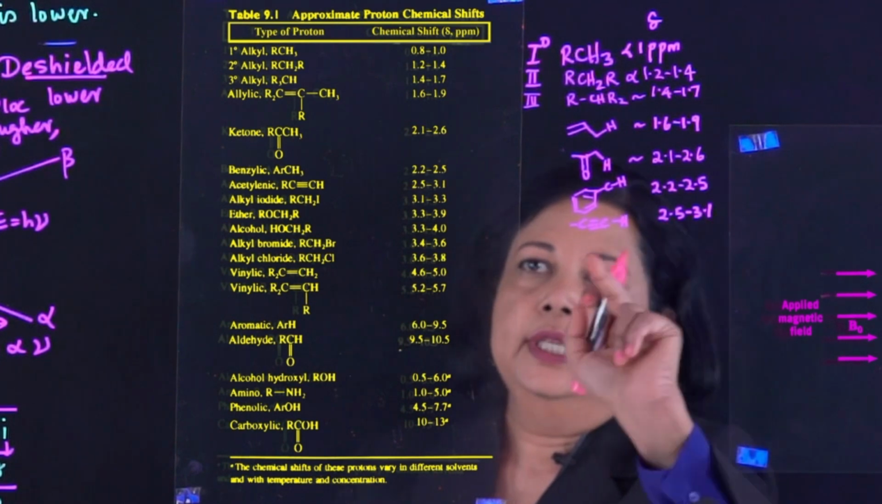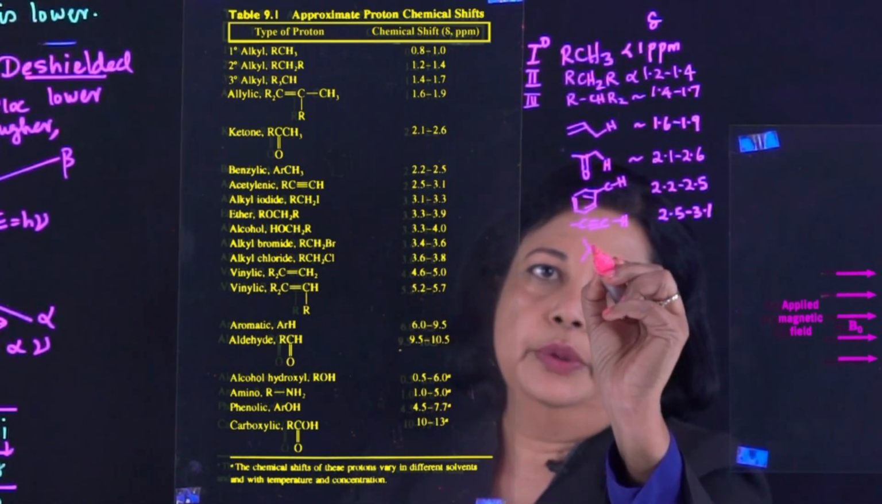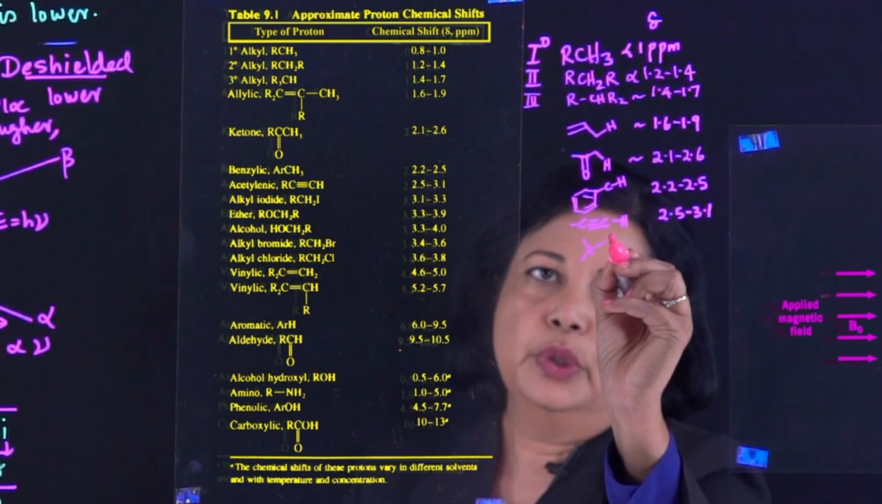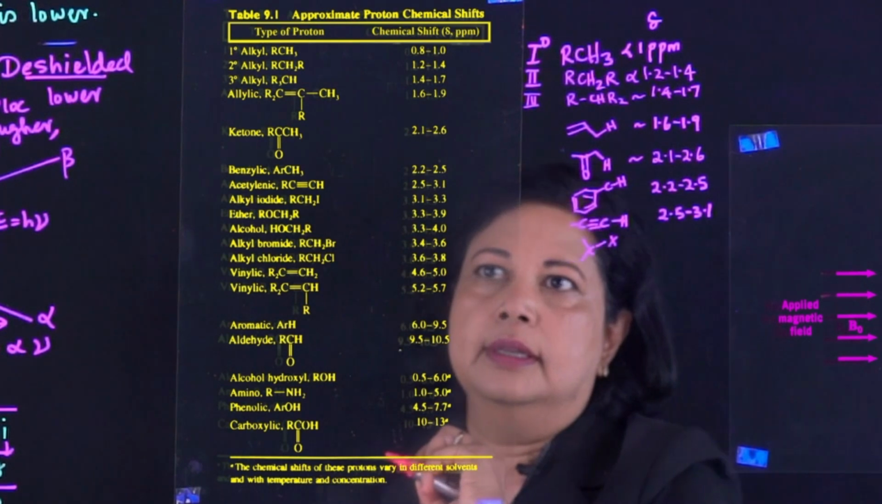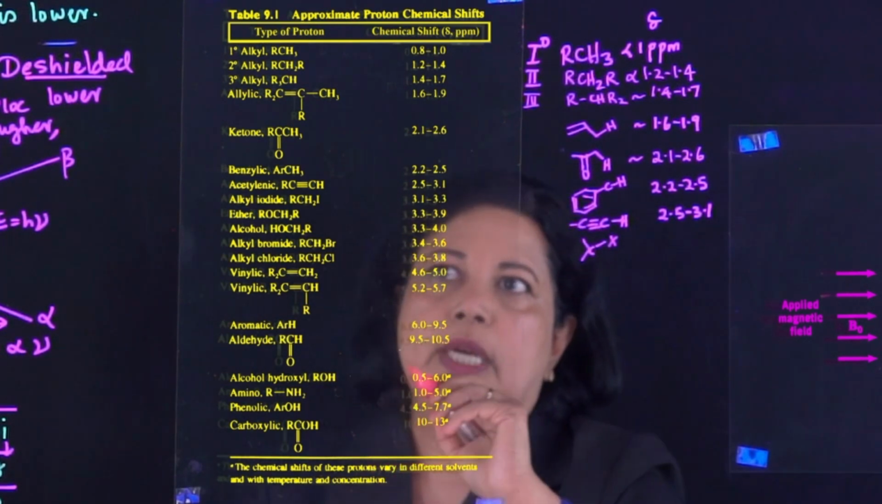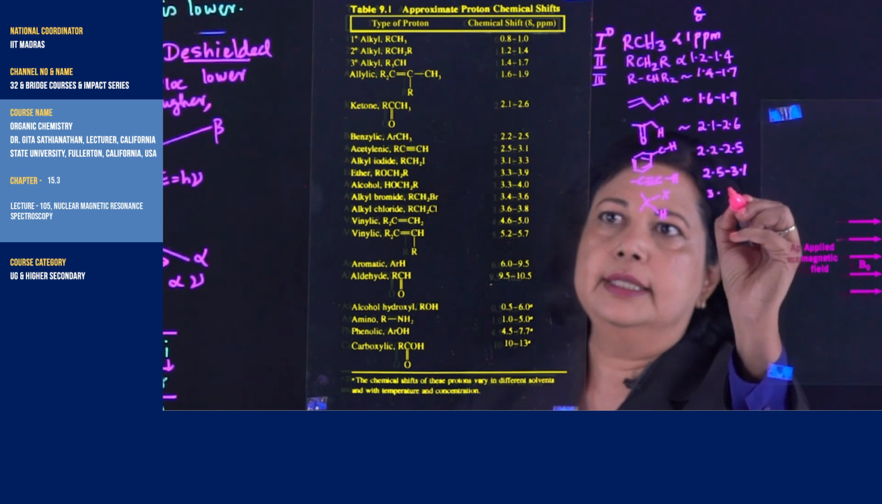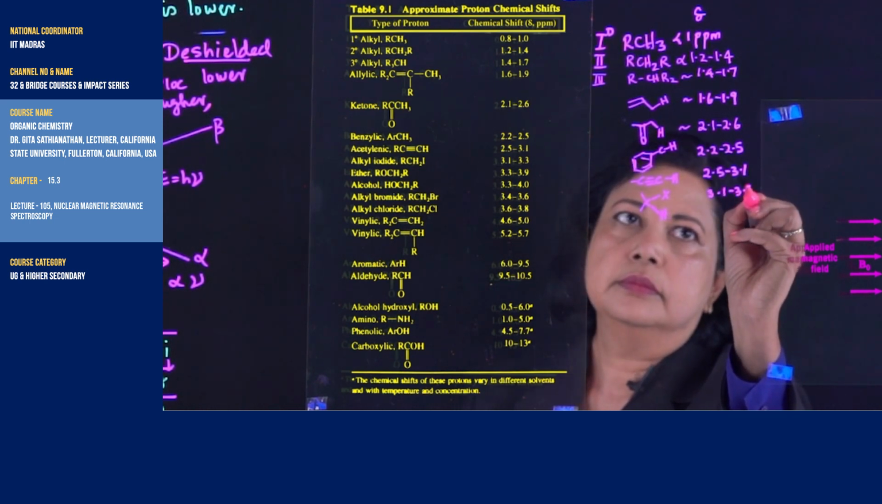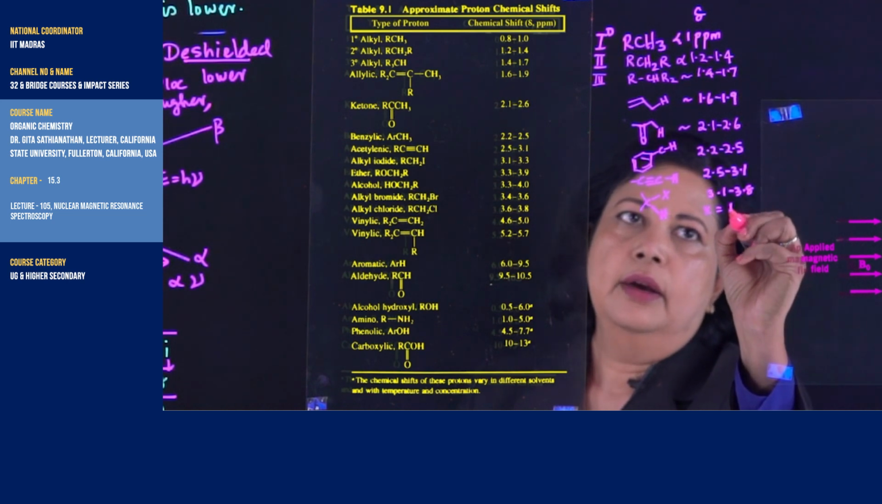Now, after this, all of the ones that are next to electron withdrawing groups, so let's say you have an electron withdrawing group here, let's say a halogen, those are going to be somewhere in the range 3.1 to 3.8, where X is going to be either iodine, bromine, or chlorine.